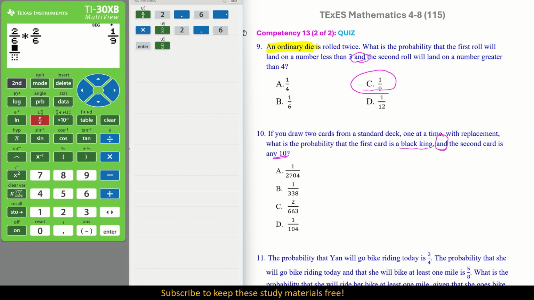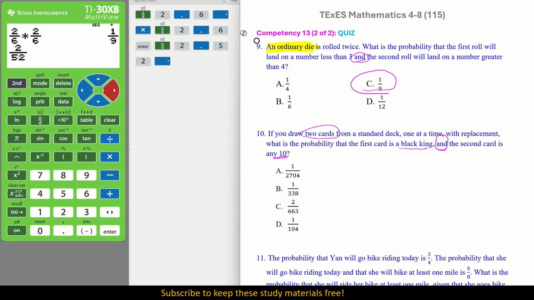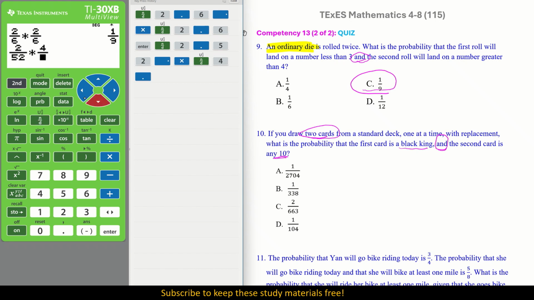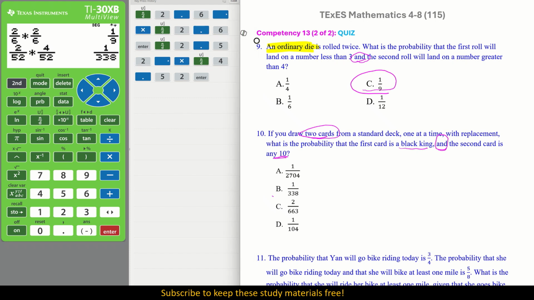So we need our fraction first. How many black kings do we have in any deck? Well, we only have two of those, and the deck has 52 cards. That's the first draw. Remember, we are only drawing one at a time. We are drawing two cards. Now we multiply, and then we have a 10. Well, there are 4 10s in any deck. So let's set our fraction as 4 over 52. And now we are replacing when we're done with the first draw, so that means we still have 52 cards in the deck. All right, so now let's push enter. And there we go, that is option B.